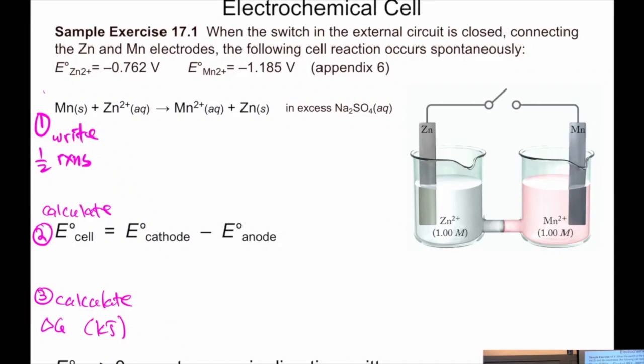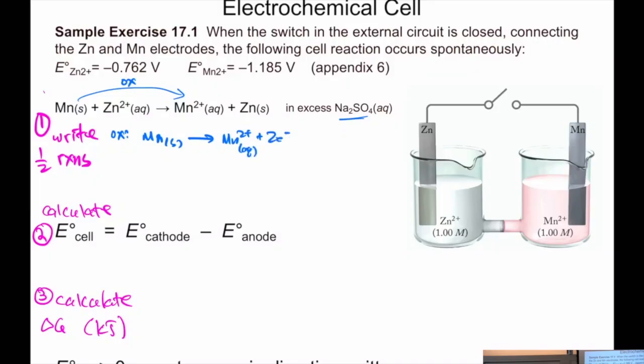We're already looking at the net ionic equation, and you're told that it's an excess sodium sulfate. So the net ionic equation tells us that manganese solid is going to manganese 2+. Is that oxidation or reduction? Oxidation. So let's write the oxidation half reaction. That's going to be manganese solid being oxidized to form manganese 2+ plus 2 electrons. This is an aqueous solution.